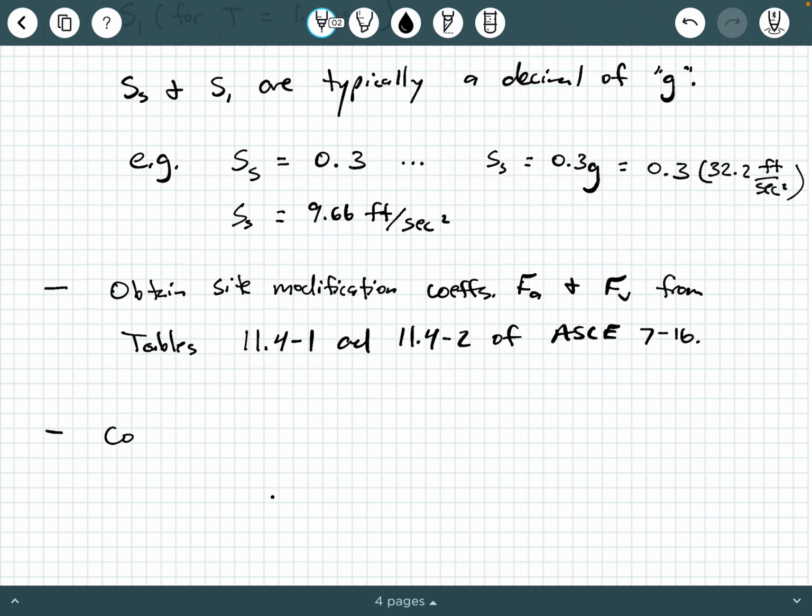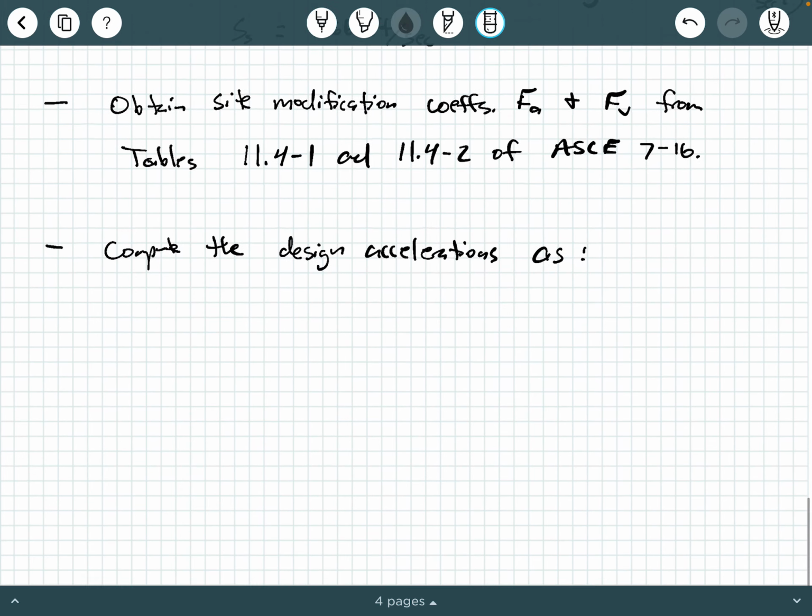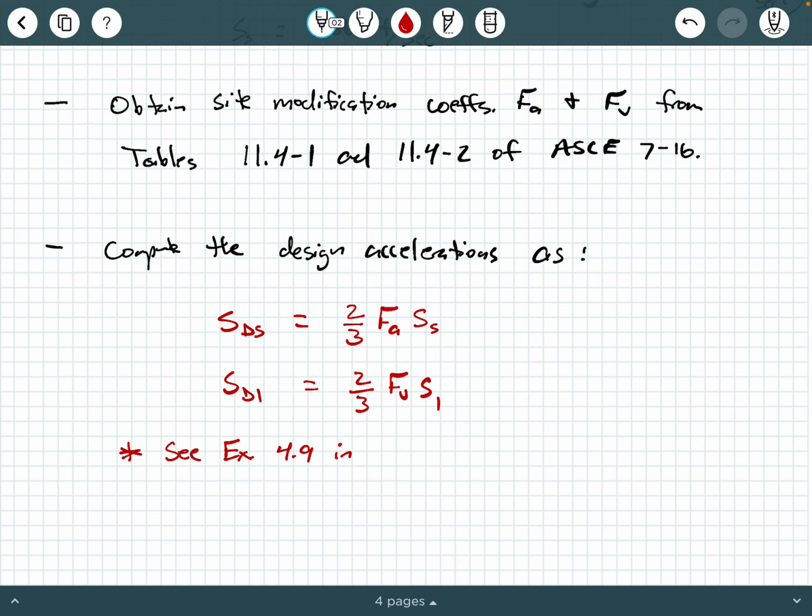And then what we do is we compute the design accelerations as SDS equals 2/3 FA times SS, and then SD1 is 2/3 FV times S1. Okay, and you can take a look at example 4.9 in the text. Okay, see example 4.9 in the text for this part of the procedure.